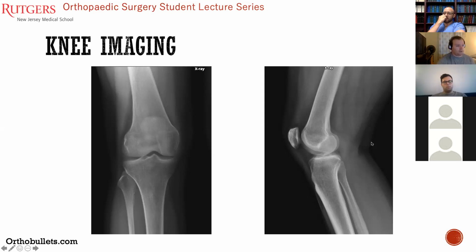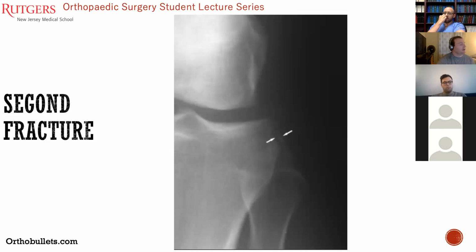A couple different pathognomonic fractures are good to keep an eye out for. The first one is the Segond fracture. This is associated with ACL injuries, where it's an avulsion of the anterolateral capsule that results in a small avulsion fracture as the tibia itself rotates posteriorly. The lateral plateau rotates posteriorly, causing this avulsion fracture anteriorly.